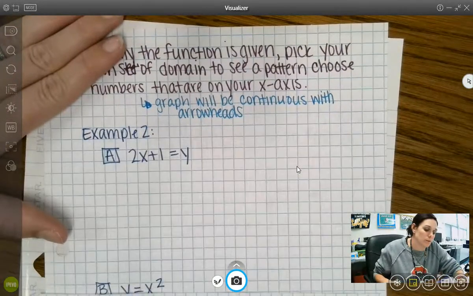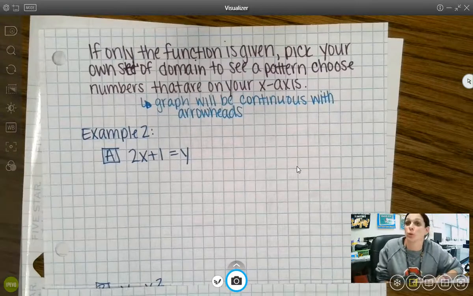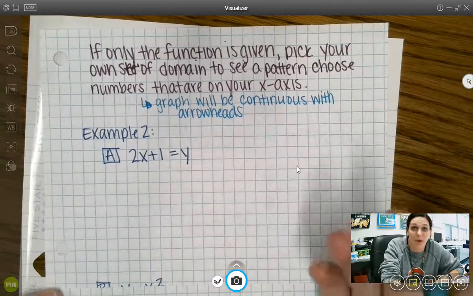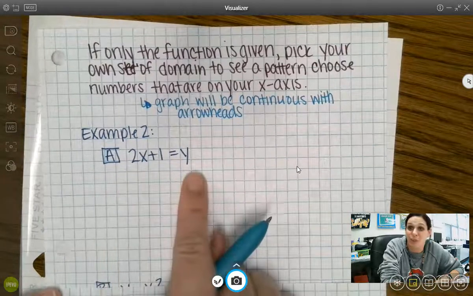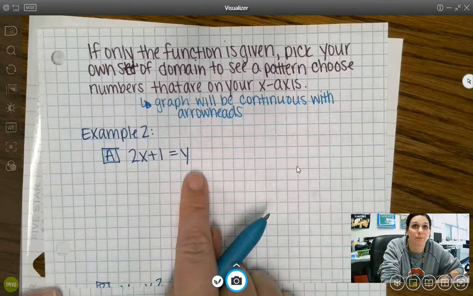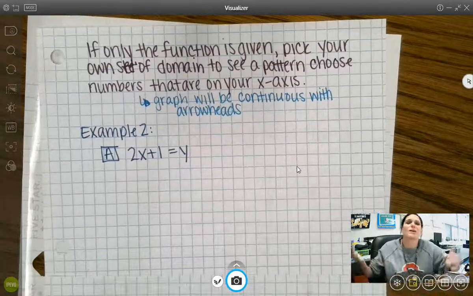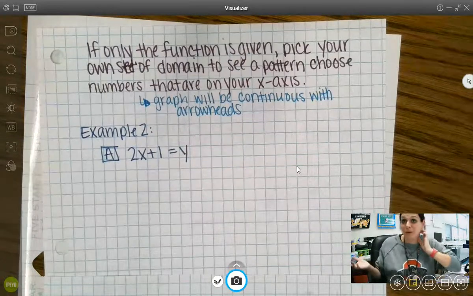So in this example, we have 2x plus 1 equals y. I already have y by itself. Take a look. He's hanging out there. All right, so do I need to rearrange this? So because I don't need to rearrange, I can get started. And you're like, well, what am I supposed to do? You pick your own values.